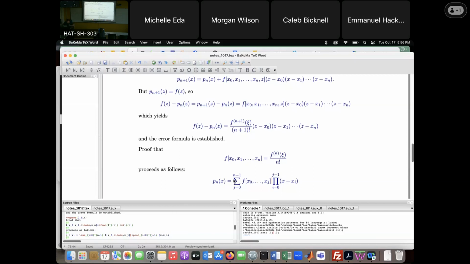Now, this includes all the terms of a Newton form, but notice I stopped at n minus 1 because I left out the last term. I'm going to put that right here. I wanted it to be written separately.